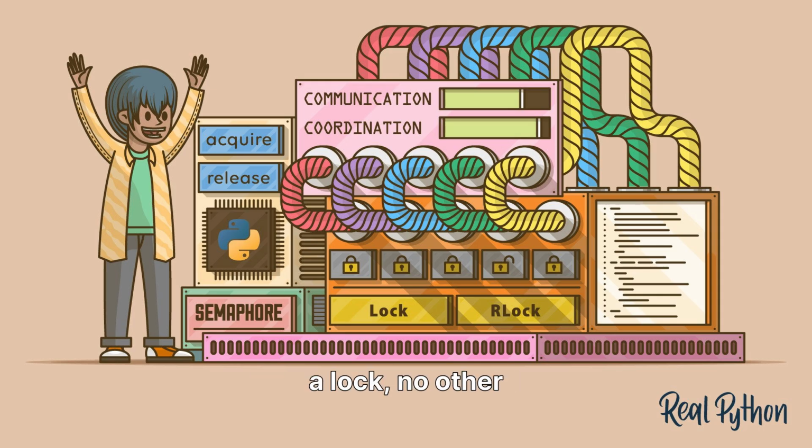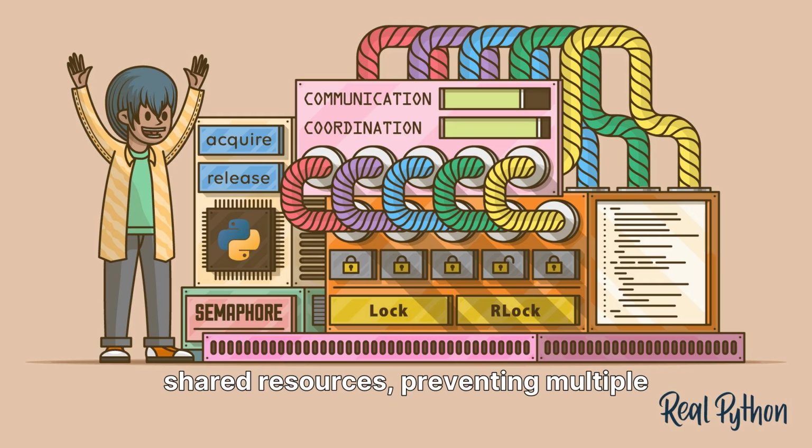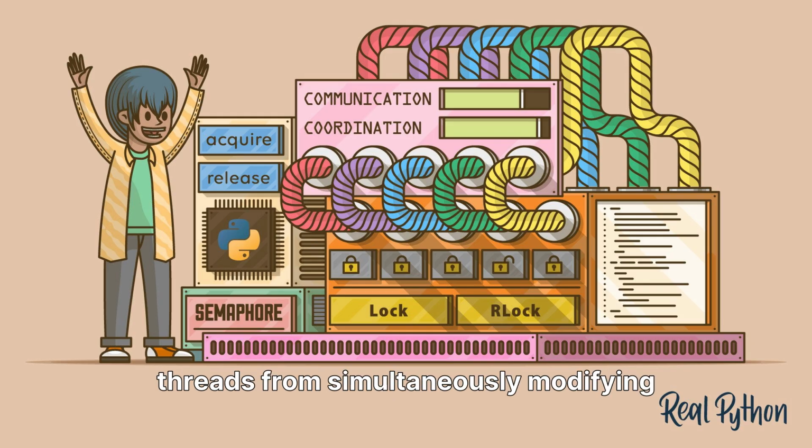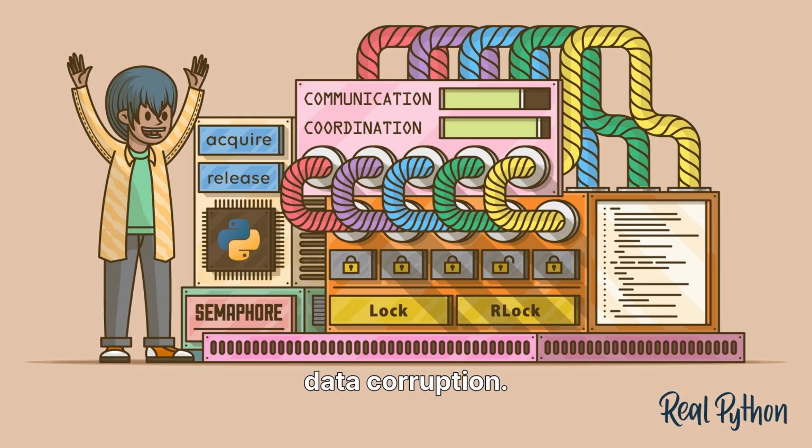When a thread acquires a lock, no other thread can enter that section until the first releases it. This serializes access to shared resources, preventing multiple threads from simultaneously modifying them and safeguarding against data corruption.